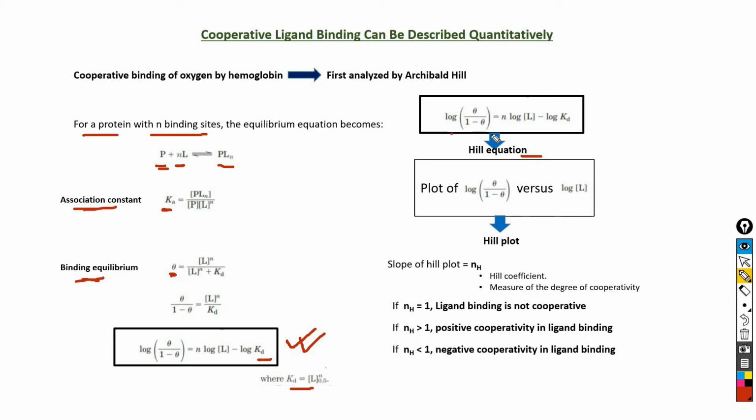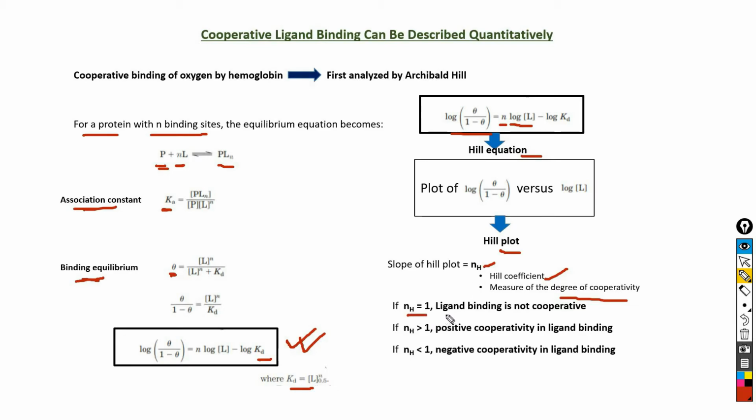The plot of log theta divided by 1 minus theta versus log concentration of L is known as the Hill plot. On the basis of this equation, the slope of the Hill plot should be n, but the experimentally determined slope actually reflects the degree of interactions between protein and ligand, not the number of binding sites. Therefore, the slope of the Hill plot is denoted by nH, which is the Hill coefficient, and it measures the degree of cooperativity. The value of nH is either equal to 1, greater than 1 or less than 1.